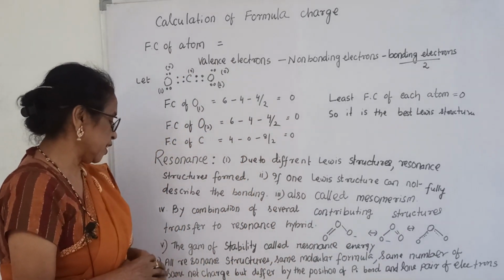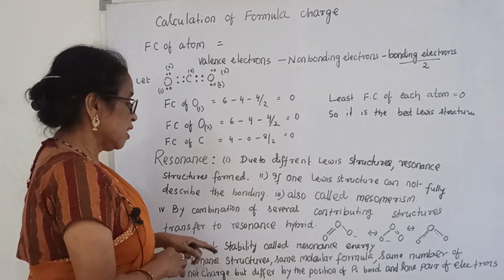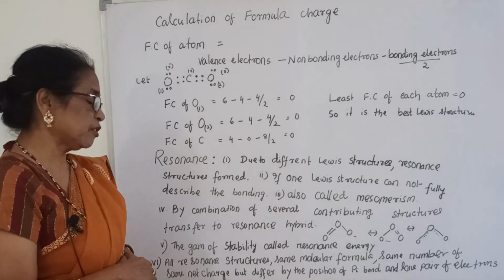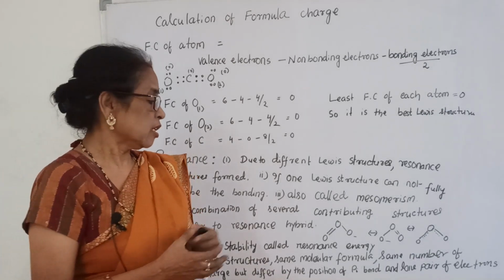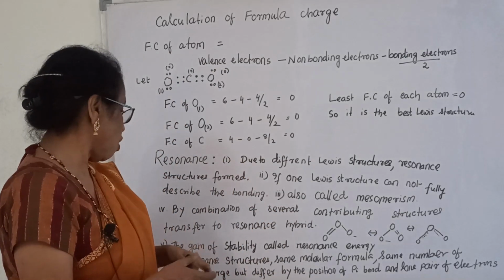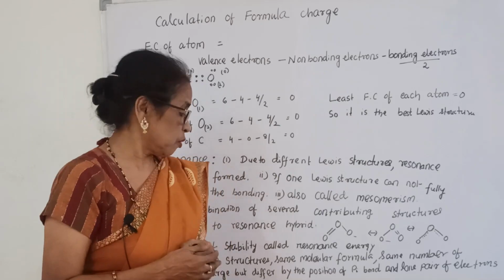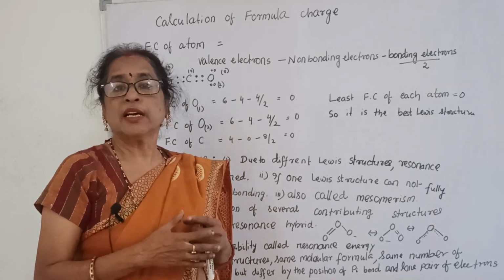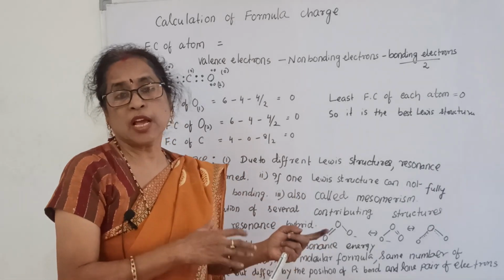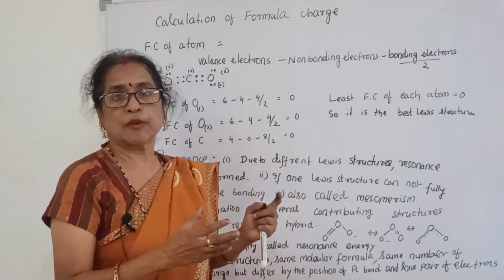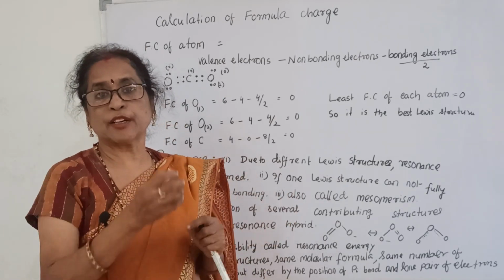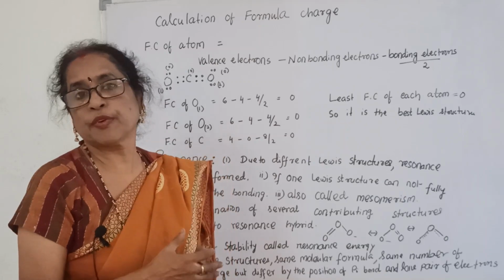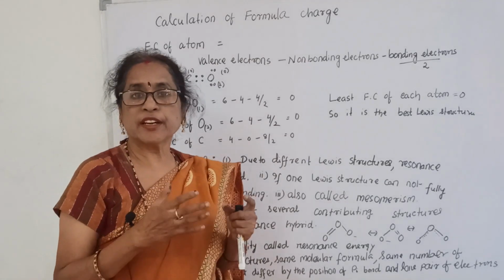Now the gain of stability is called resonance energy. What is resonance energy? The gain of stability. All resonance structures have the same molecular formula, the same number of total electrons, and also the same net charge. But what is the difference? They differ by the position of pi bonds and lone pairs of electrons. How the pi bonds are developed, on the right side, left side, or middle, you will find the position of the pi bond and the position of lone pairs of electrons, and that is the main difference here.